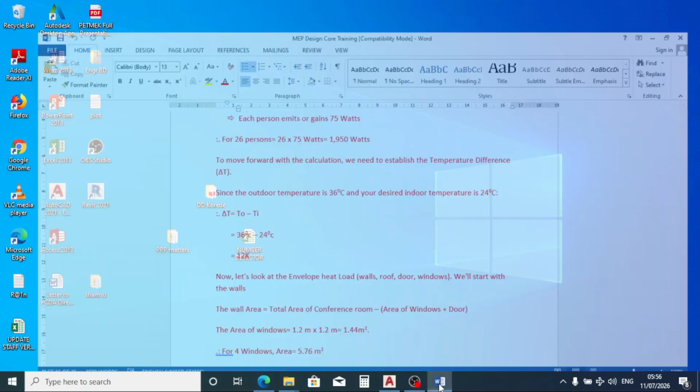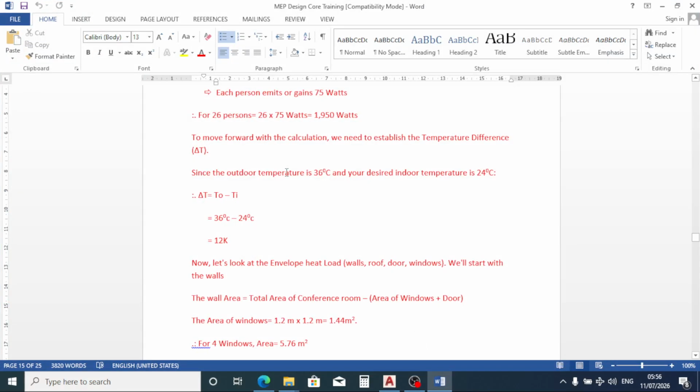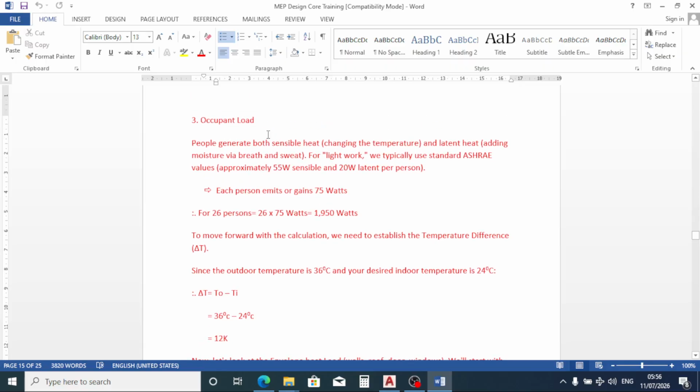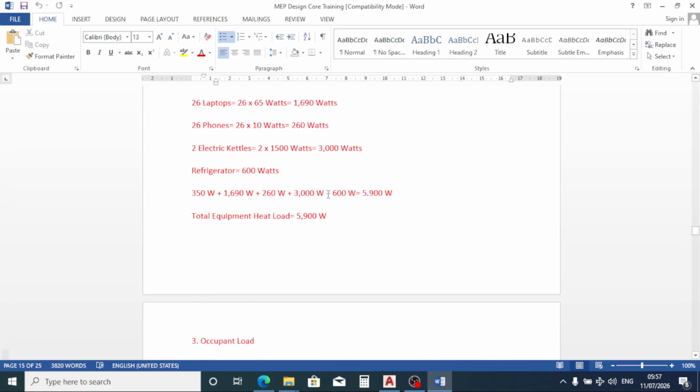Hello, still on our AC sizing. So in our last session we computed for the lighting load, the equipment load and the occupant load. Now the next step is to compute for the conduction through our building envelope, the walls, the windows, the roof and the door. So let's get on with it.